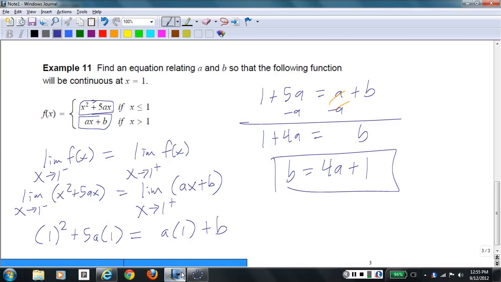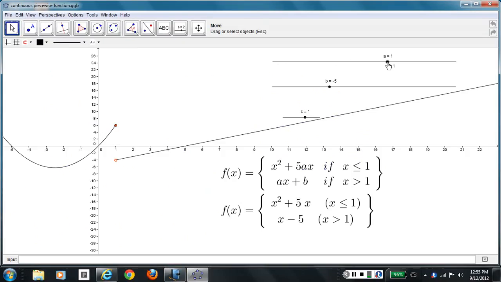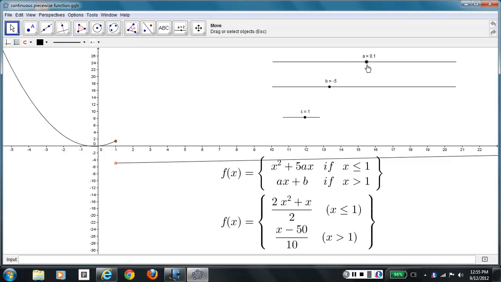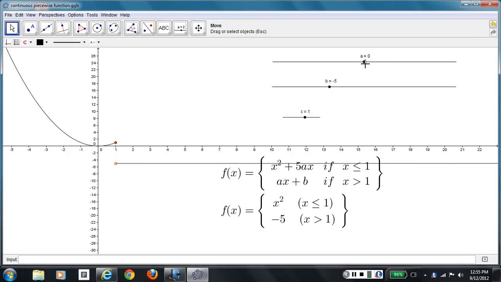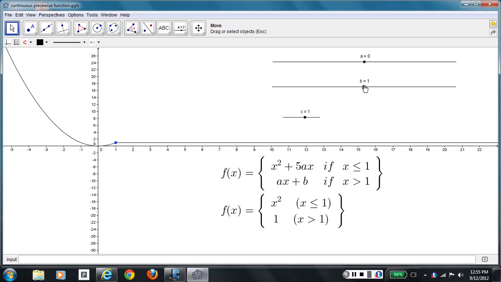If a equals 0, what would b be? B equals 1. 4 times 0 plus 1 is 1. So how about a equals 0, b equals 1? What's this going to look like? Okay, so what function does that give us? 0x plus b. And if b equals 1, are the pieces going to meet? Yes, there we go. So a equals 0, b equals 1, the pieces meet, and this particular function is continuous. We want a different function, but choosing a and b in such a way that it's continuous.